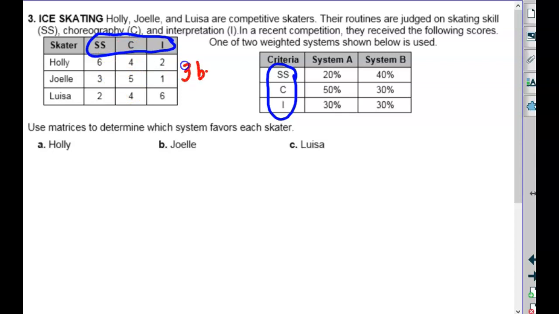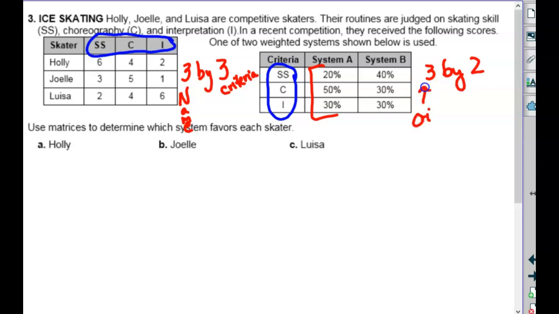Okay, so what size is this little guy over here? This is a 3x3. Now tell me what the first three represents. The rows are the names, right? And the three is, what do they call them? What they're judged on? Criteria. Their criteria is this three, okay? This one is a 3x2, where this three is their criteria, and this 2 is the system A or B. Everybody see what I'm talking about?